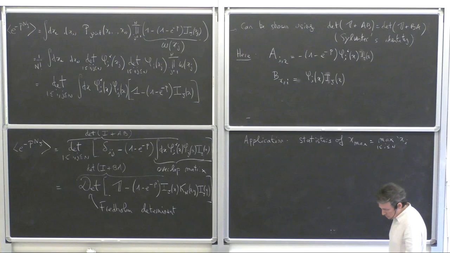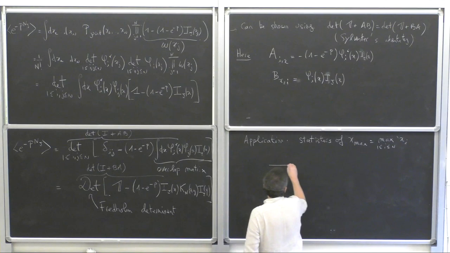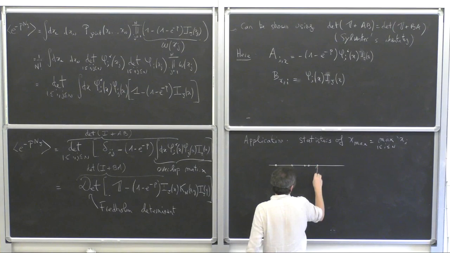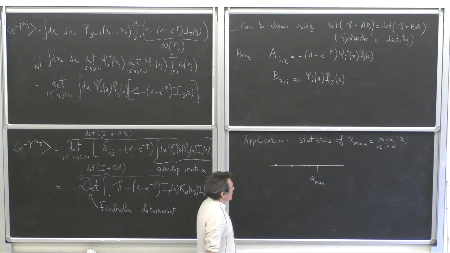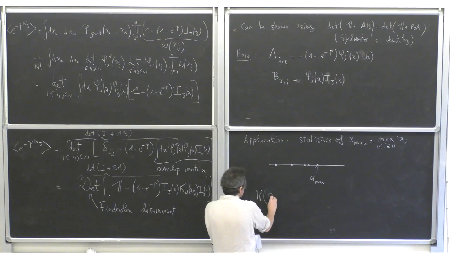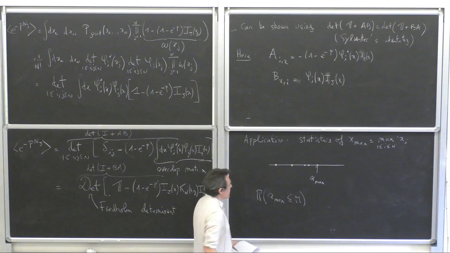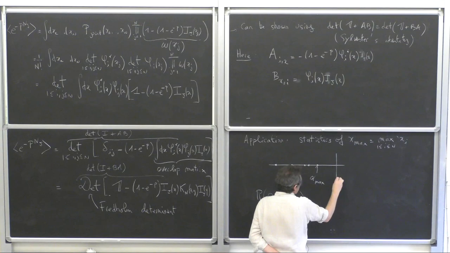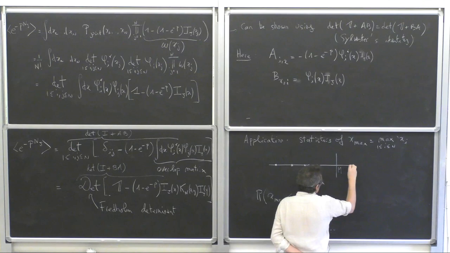Well, it's relatively simple. Imagine that you have your particles here, and suppose this is the rightmost particle, which is X max. A natural object to look at is the probability that X max is, say, less than M. That means that you are putting a kind of hard wall here, and you are looking at all the configurations where X max is less than M.